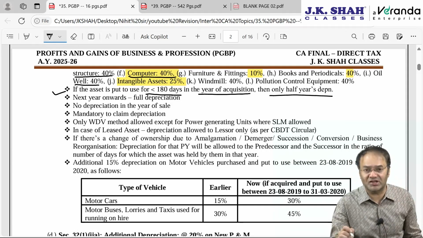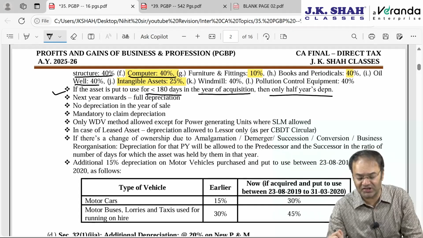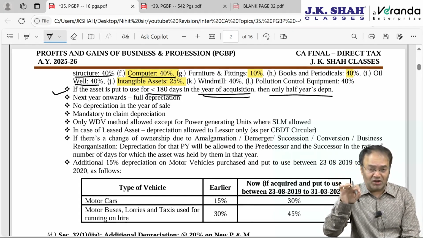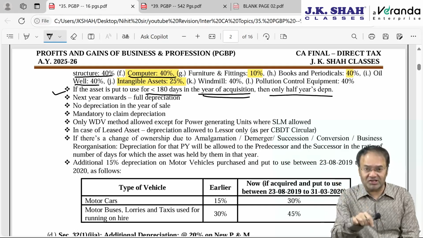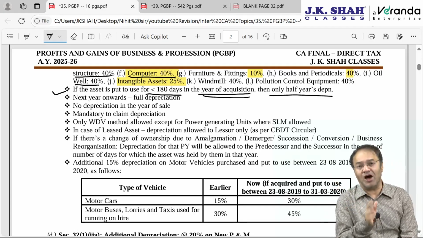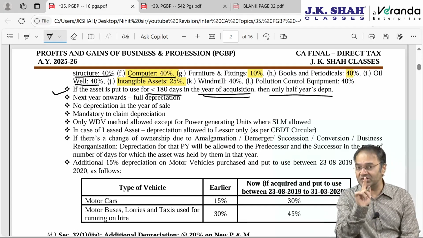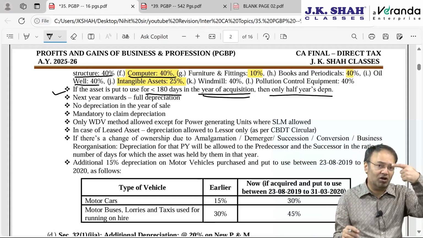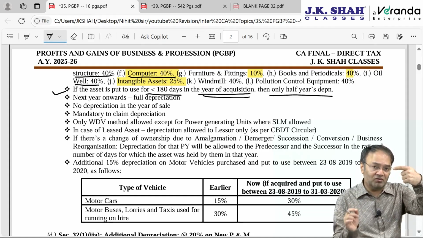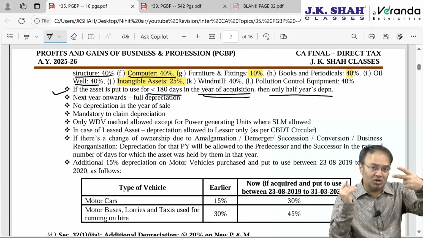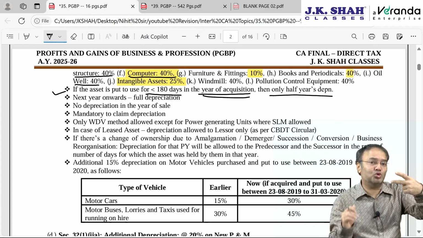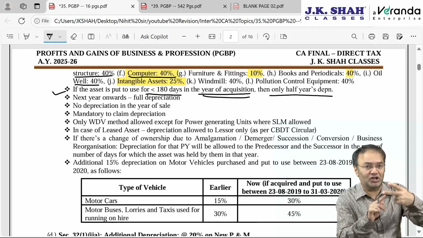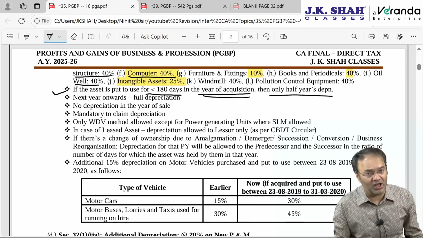So, if put to use for less than 180 days, but mind you, put to use for less than 180 days in the year of acquisition. If acquired in year 1 and put to use in year 1 itself for less than 180 days, then claim half year depreciation. However, this proviso does not apply if the year of acquisition is year 1 and it is put to use in year 2, and in year 2 it is put to use for less than 180 days. Even though it is put to use for less than 180 days, then also full depreciation will be allowed.